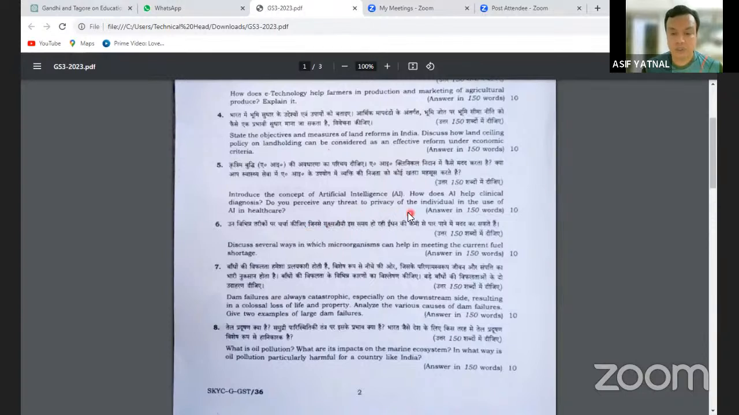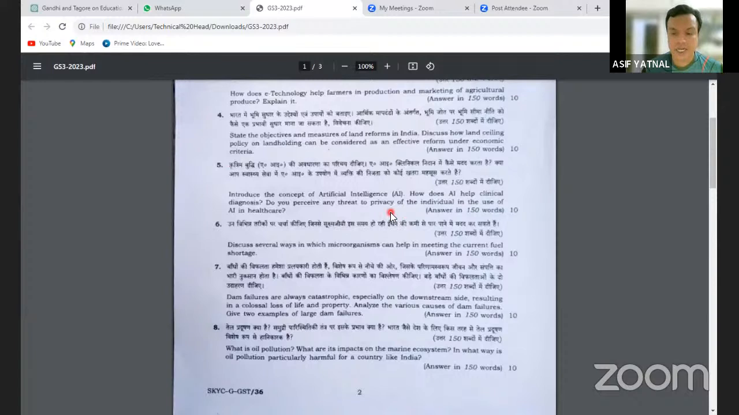प्राइवेसी ऑफ इंडिविजुअल को थ्रेट है, इसकी वजह से हम एआई का इस्तेमाल करना तो रोक नहीं सकते या उसको बंद नहीं कर सकते. We need to create proper checks and balances so that this data which is collected by using artificial intelligence in healthcare services is not being misused. So यही आपको explain करना है.